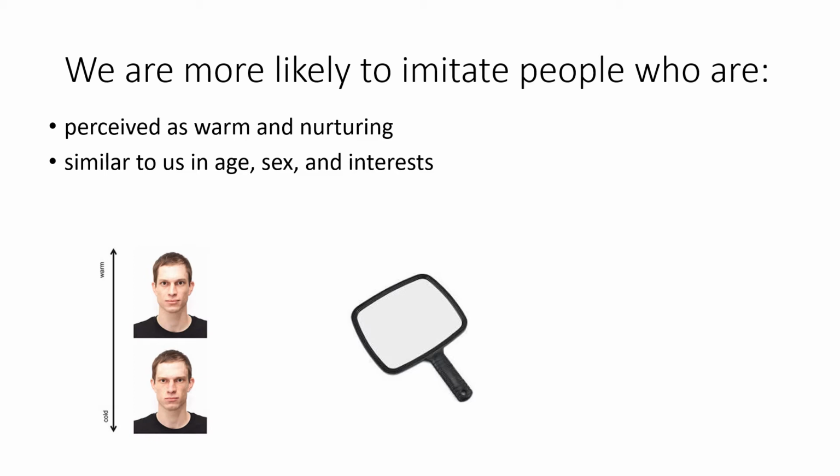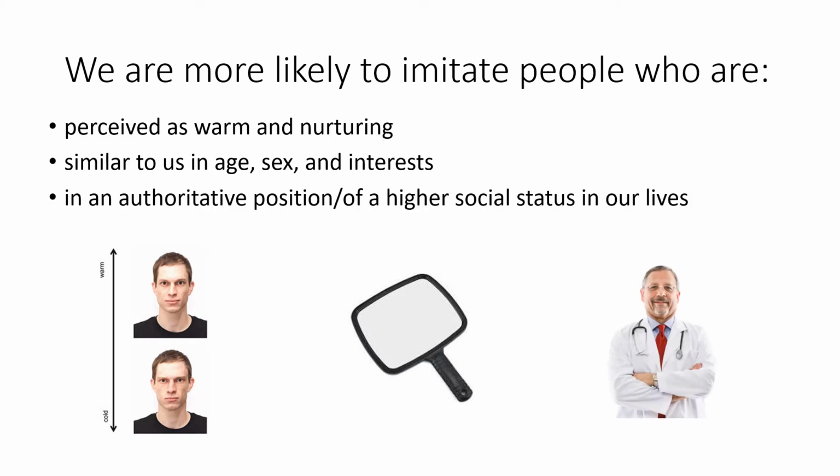But if someone my height and my ability was able to get up there and dunk a basketball, I would be so intrigued. I would want to try it too. And so really we're likely to see, hey, if that person can do it and they're like me, then I probably can get away with that as well. And finally, we're likely to imitate people who are in an authoritative position or a higher social status. And so in this case, I put a picture in here of a doctor. If the doctor tells you to do something, people tend to just listen and far less are questioning.